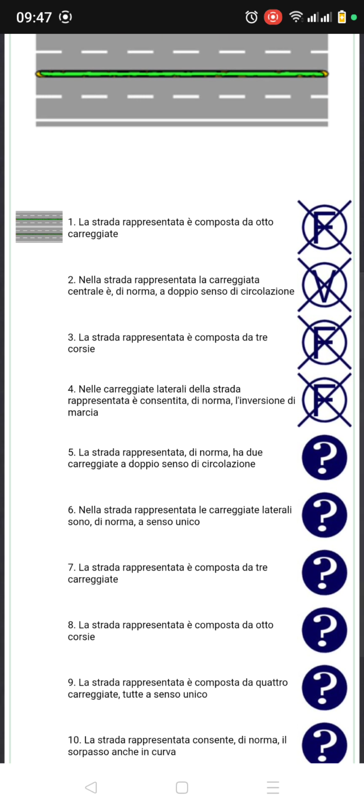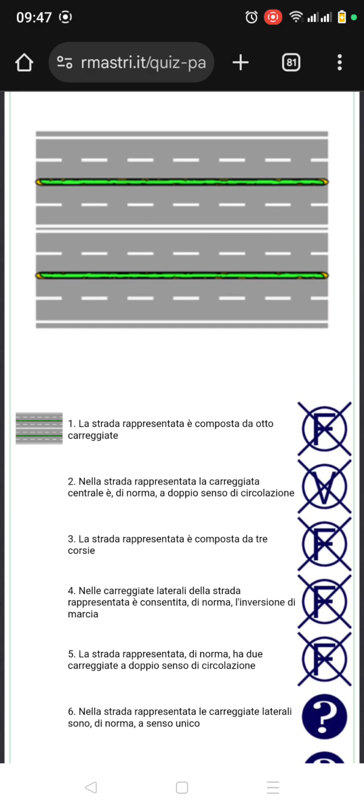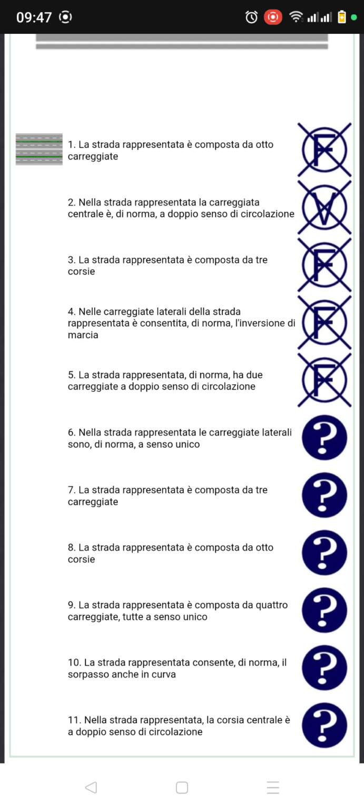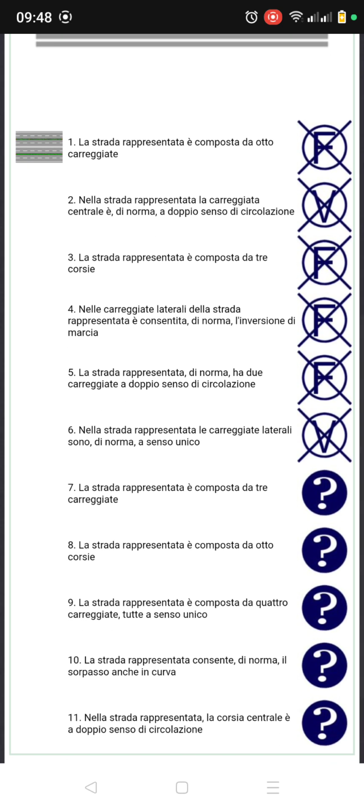Number 5. La strada rappresentata di norma ha 2 carreggiate a doppio senso di circolazione. No, it's false. So he said this very road that is represented here has 2 carriageways of 2-way circulation. No, it's only 1, the center one. Number 6. Nella strada rappresentata le carreggiate laterali sono di norma a senso unico. Yes, it's very, very true. So the side carreggiate, the down one and the up one, they are senso unico. They are one-way circulation, and it's true. Number 7.